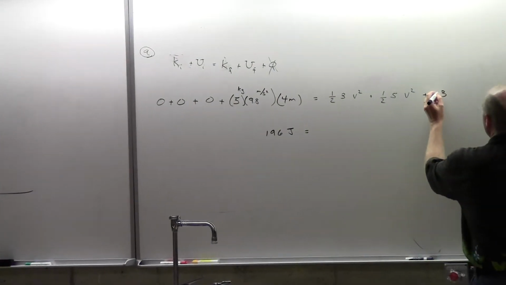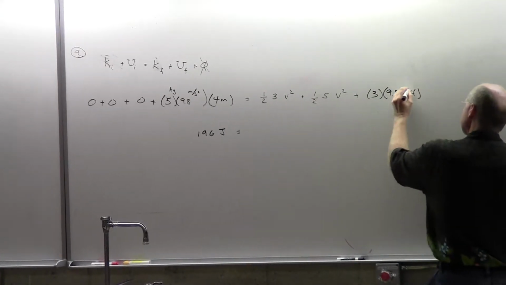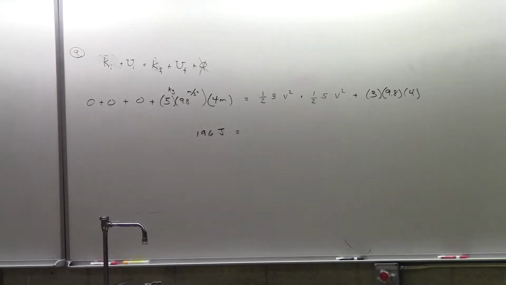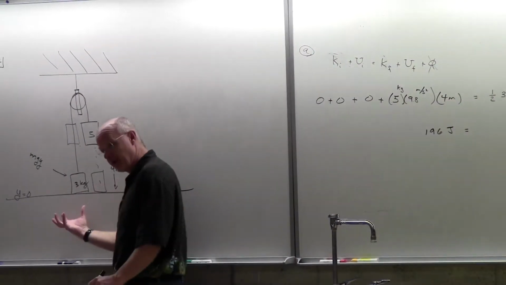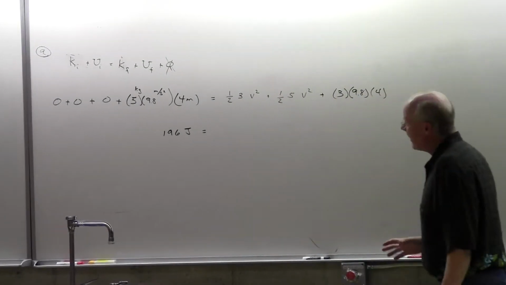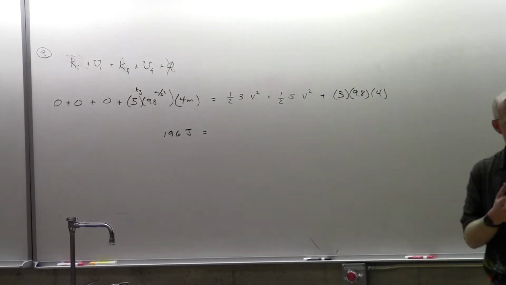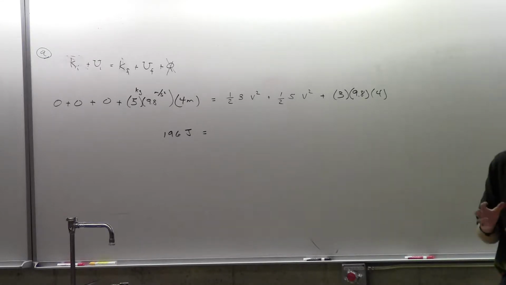And so this should be 3 times 9.8. And I'll ask it again, and I think this is about where we left off last time: the 4 is how high it would go. So in other words, if the 5 goes down 4 meters, the 3 kilogram goes up the 4 meters. And so that fits the whole strategy I've been saying. Do you got that good physical picture of what's going on?